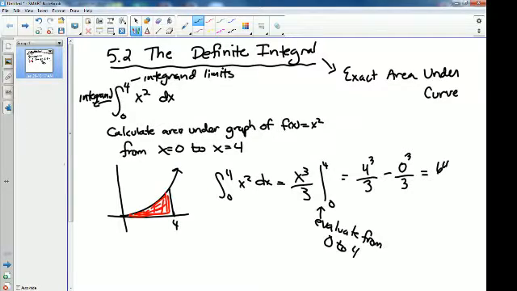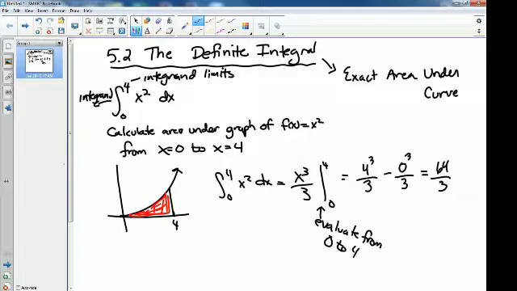64 over 3. Kate, you asked how we do those so fast in our minds. Right there. 0 to 2 is just 8 over 3. So that is a basic calculation of a definite integral. So any antiderivative you know you can now plug in.